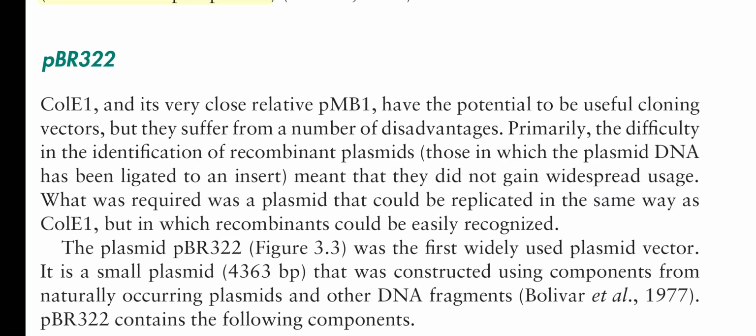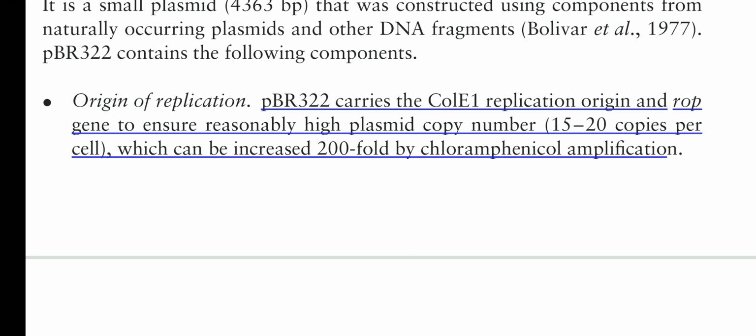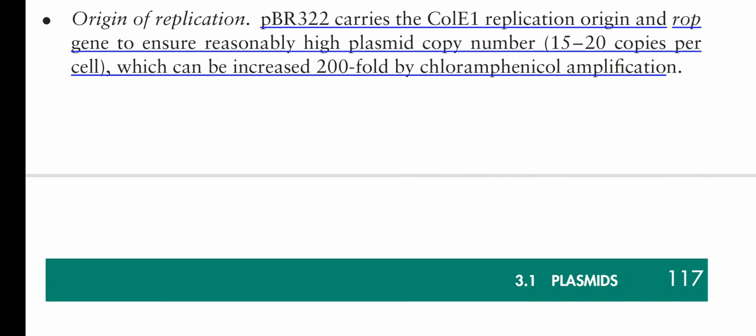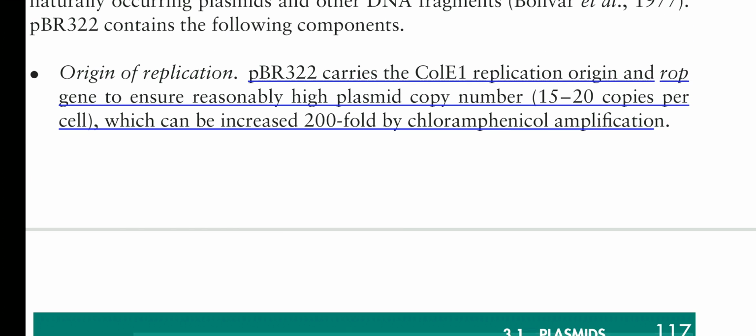There's a different plasmid, pBR322. pBR322 carries the ColE1 replication origin and the ROP gene to ensure a reasonably high plasmid copy number. As you can see here, the ColE1 replication origin and ROP genes ensure a reasonably high plasmid copy number. So this brings the copy number to increase inside the cell. That means our desired gene gets increased or multiplied, up to 200 fold. That's interesting.